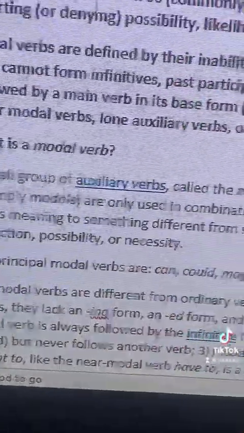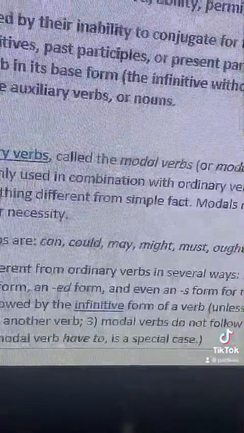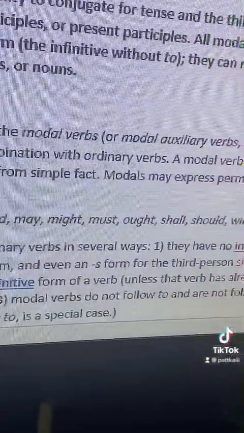The principal modal verbs are can, could, may, might, must, ought, shall, should, will, and would. The modal verbs are different from ordinary verbs in several ways. First, they have no inflection at all. That is, they lack an -ing form, an -ed form, and even an -s form for the third person singular.